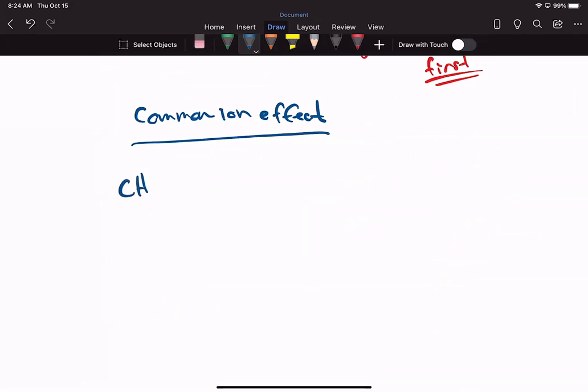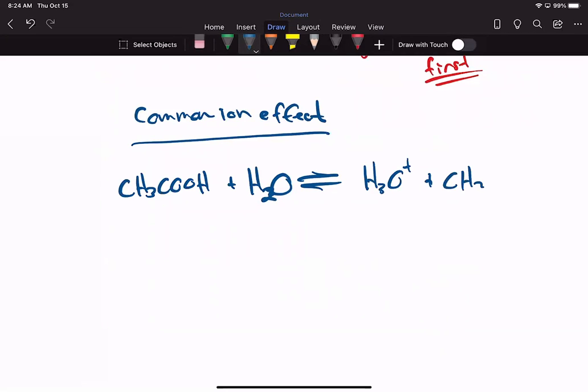So say we had some acetic acid, nope, H2O, what am I doing? H2O, and we're going to get some H3O plus and this conjugate base. So the common ion effect is when we add a common ion. If we introduce a common ion into this reaction, how can we shift this reaction?